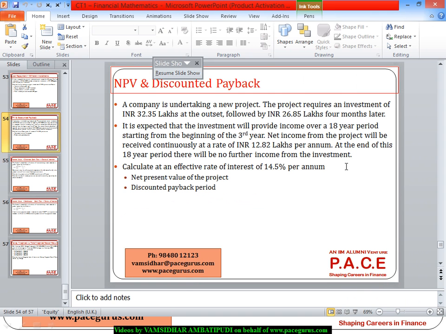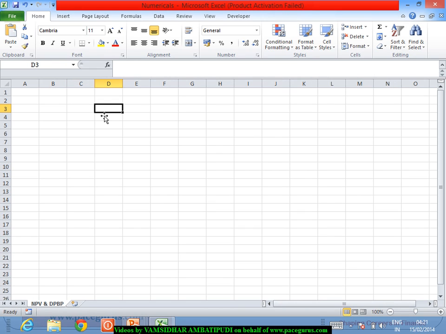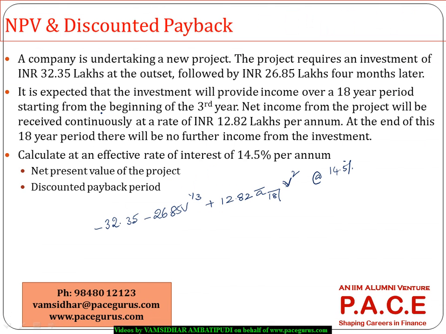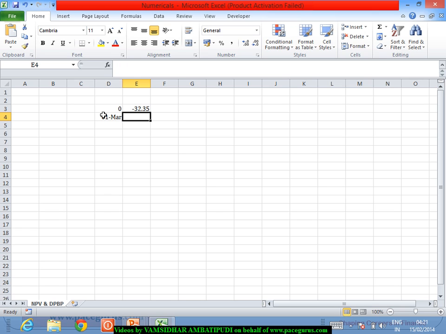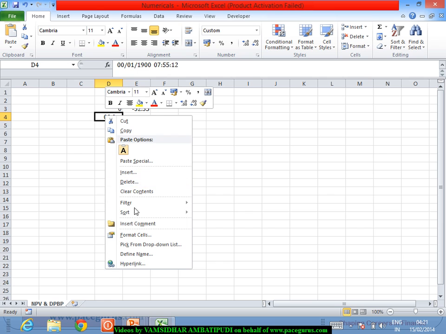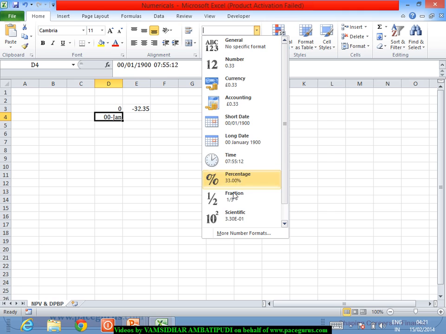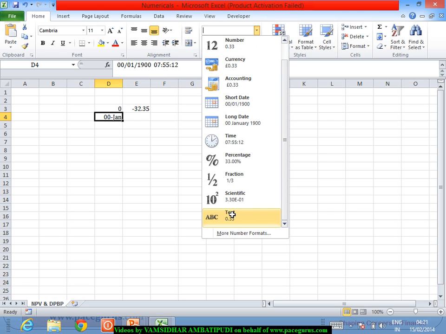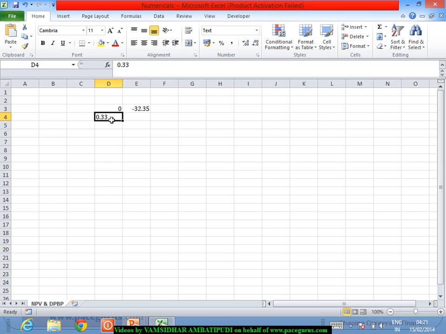Right, first I'll take all these things into a spreadsheet. So at time 0, I have minus 32.35. At time 1 by 3, at times 0.33 years, my outflow is 26.85 lakhs. So which means if I look at the present values, this is straightforward, I don't need to discount it, whereas this is V power 1 by 3.